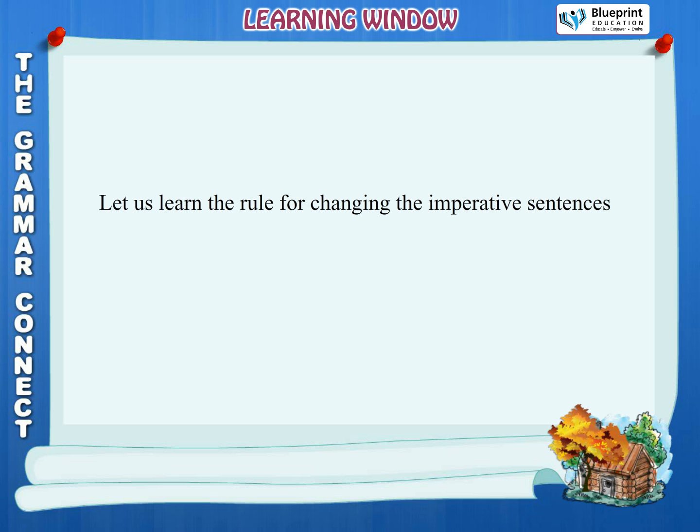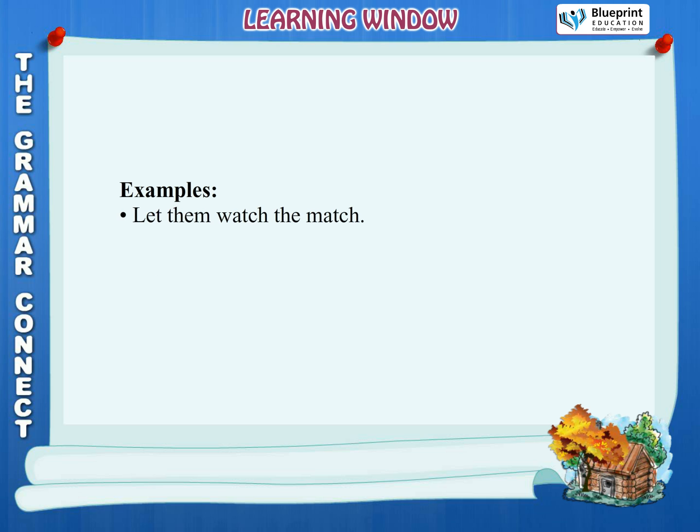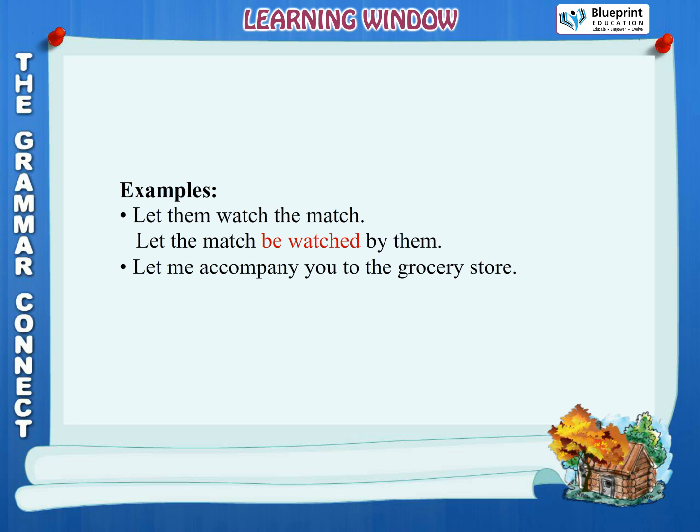Let us learn the rule for changing the imperative sentences beginning with let from active to passive voice. Active voice: let plus the infinitive without to. Passive voice: let plus be plus past participle form of the verb. Examples: let them watch the match. Let the match be watched by them. Let me accompany you to the grocery store. Let you be accompanied by me to the grocery store.